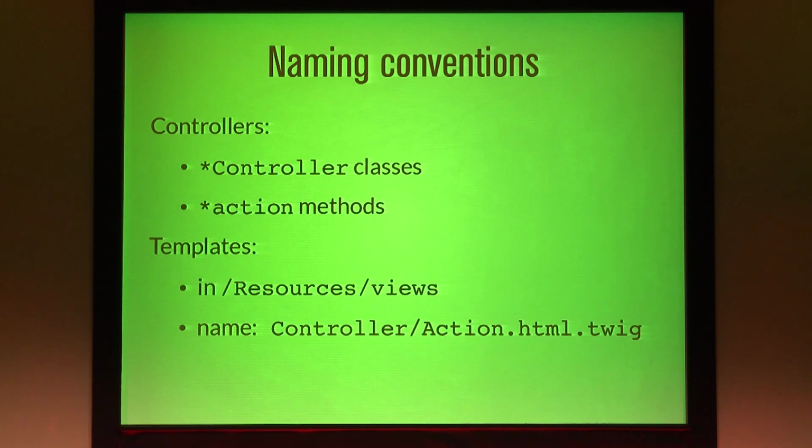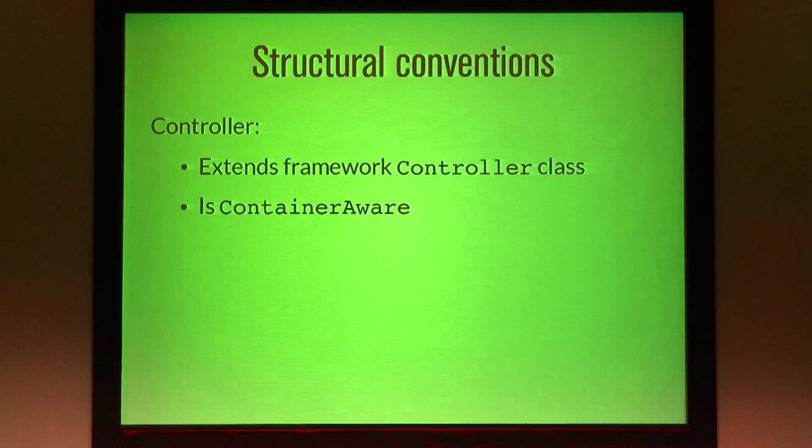And that's really important. Just to give you an idea of what I see as bundle conventions, here are some things. Naming conventions: controller classes have to have the suffix Controller. The action methods in controllers should have the suffix Action. Templates should be located in Resources/views inside your bundle. Their name should be controller/action.html.twig. Well, there are so many other naming conventions there. There are some structural conventions, like controllers are supposed to extend the framework controller class, and if you don't extend the controller class, make them at least container aware. Well, that's just a convention.